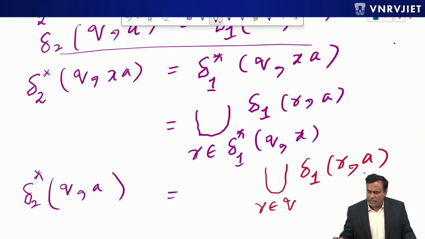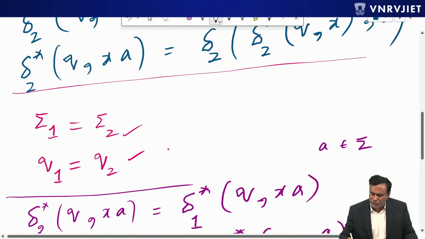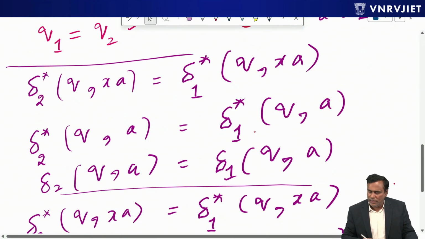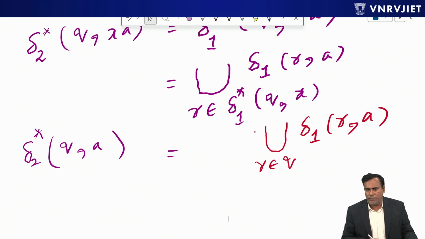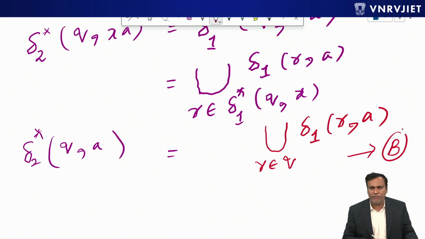If you want, you can give some name for this. We have taken Q1 is equal to Q2. If you want to call this equation capital A, you can. And let me call this equation, that is delta 2 star of QA is equal to union of R belongs to Q delta 1 of RA, equation B. So they are going to be very useful.